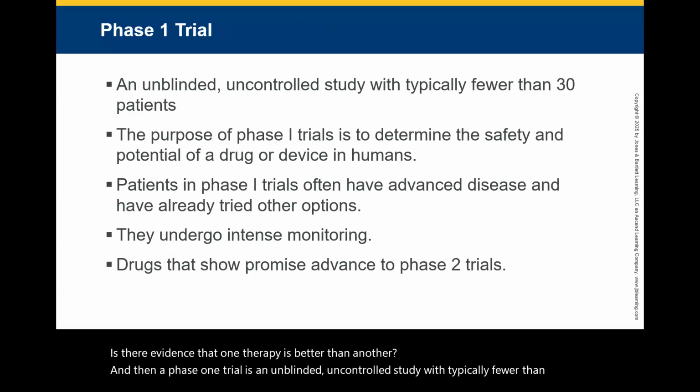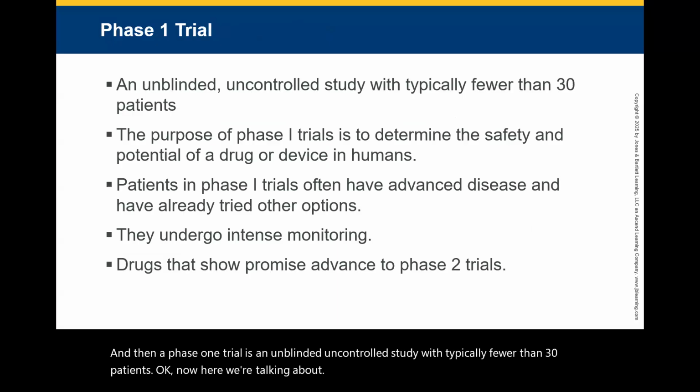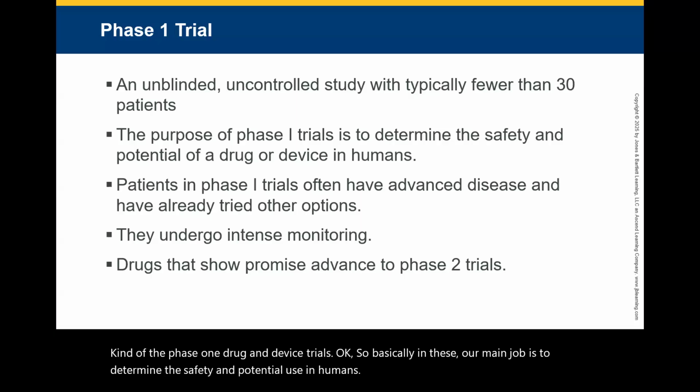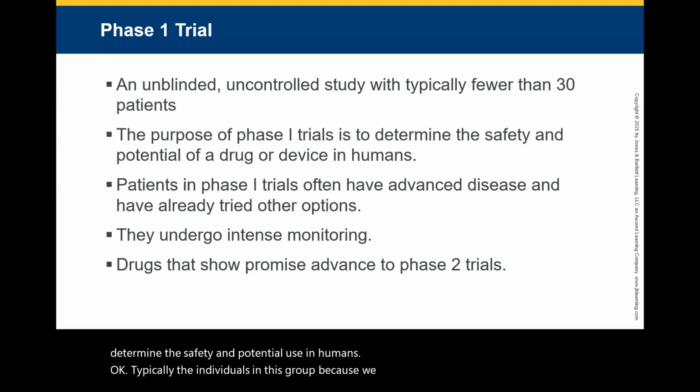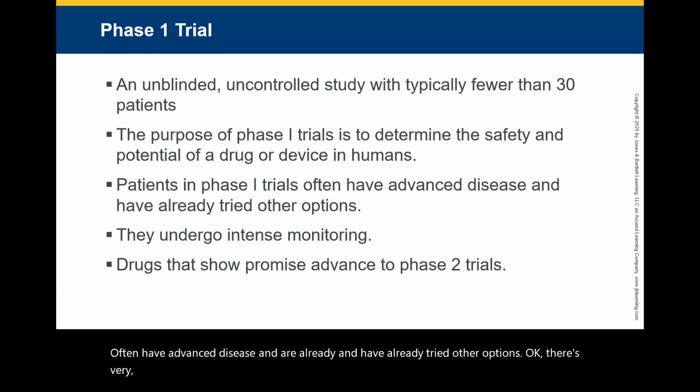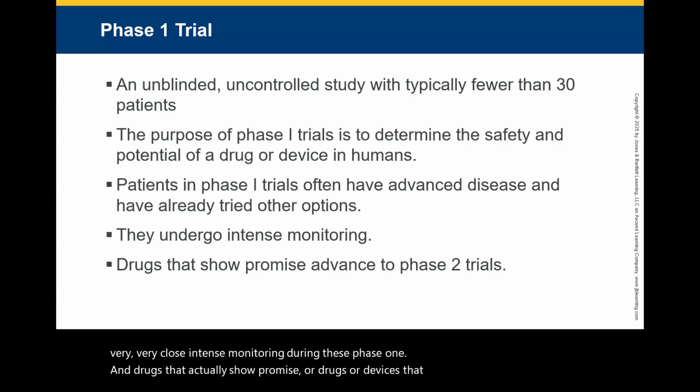Okay, now here we're talking about the phase 1 drug and device trials. Basically in these, our main job is to determine the safety and potential use in humans. Typically the individuals in this group, because we are still determining safety, often have advanced disease and have already tried other options. There's very close, intense monitoring during these phase 1 trials. And drugs or devices that show promise advance to phase 2.